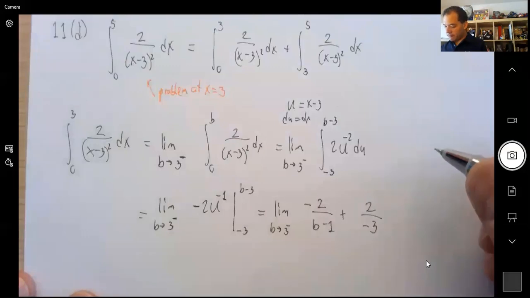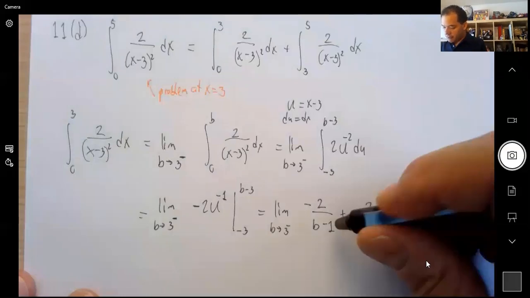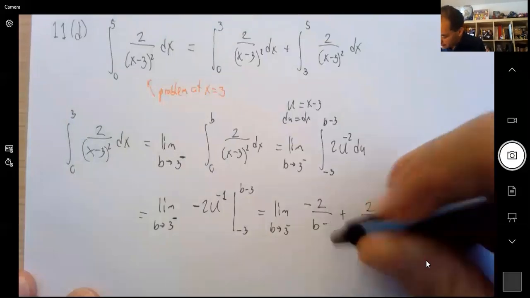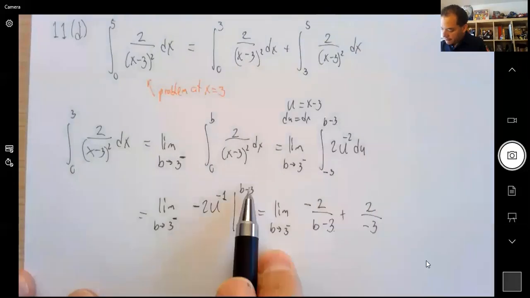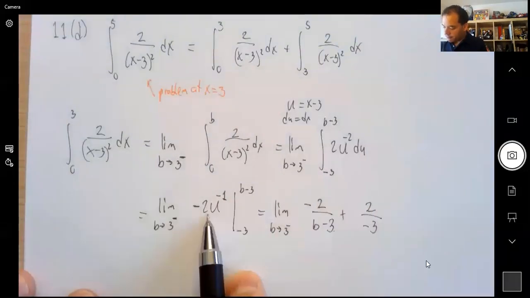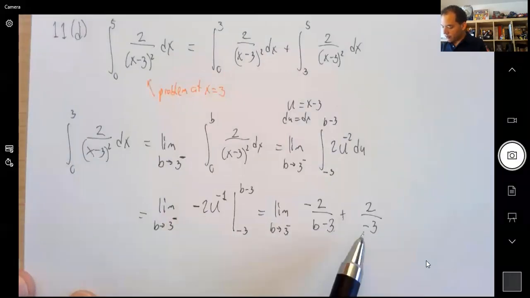Something's not right. I said it right, but I wrote it incorrectly. Negative b minus 3, right? I'm plugging b minus 3 in here. And then plus, when I plug negative 3 in here. Good.